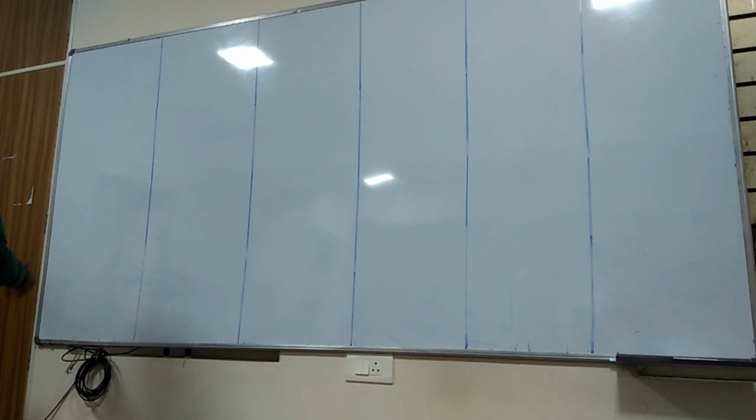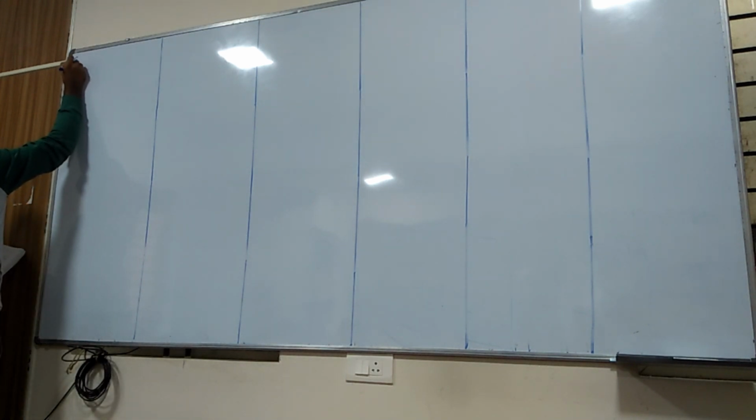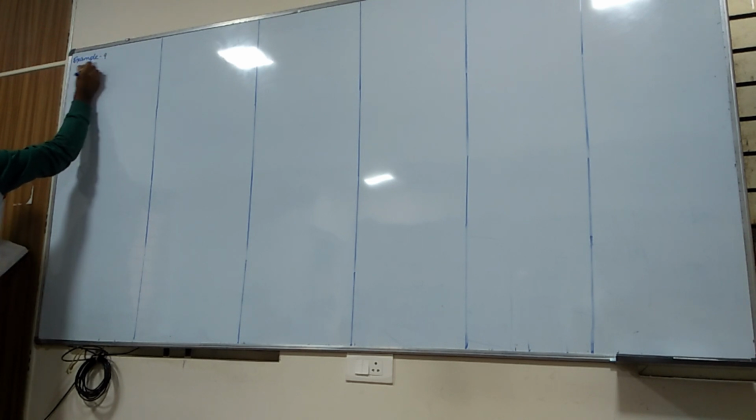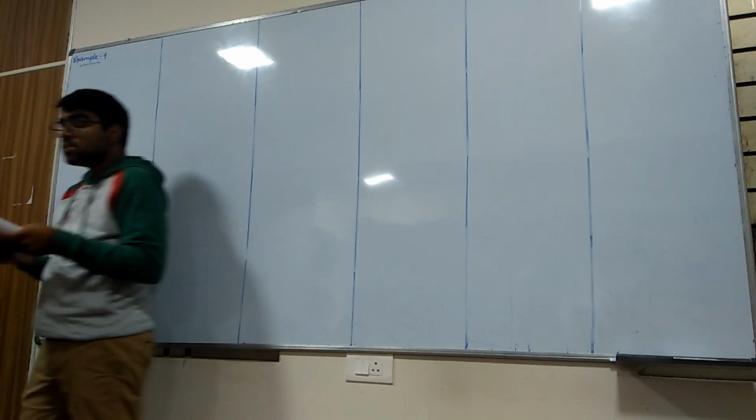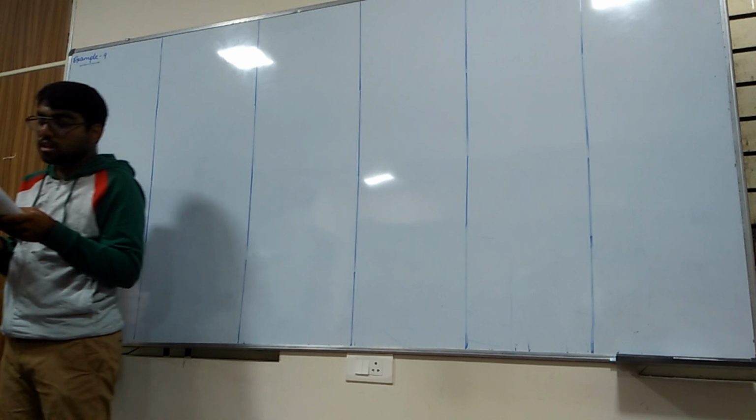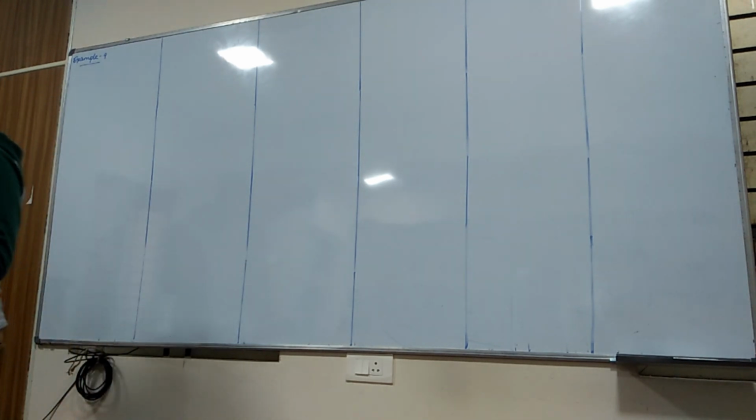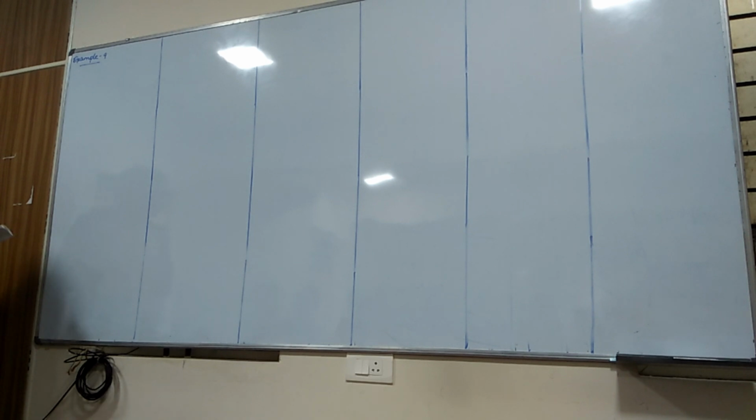So example number 9. What does it tell us? Express the ratios cos A, tan A, secant A in terms of sin A. First thing, we have the same question in the exercise with different expressions. Look at the board.